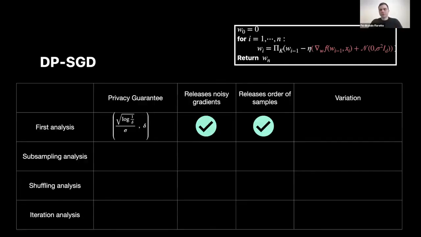Okay, so these two things are important for different reasons, and they're both really helpful to have. So this first one, whether I can release the noisy gradients, is important for a couple of reasons. The first one is that if I can release the noisy gradients, then I can release all of these iterates.